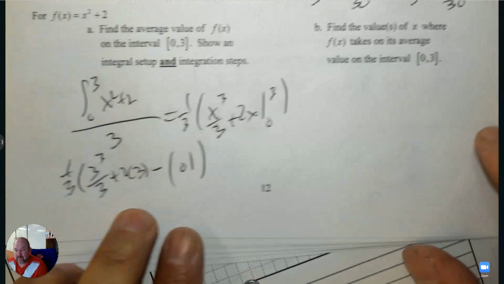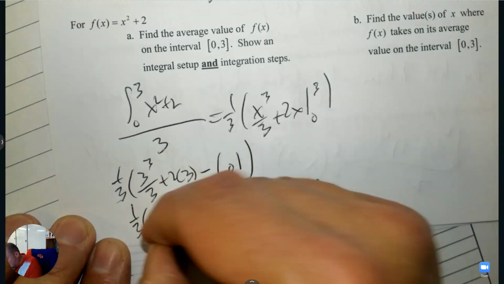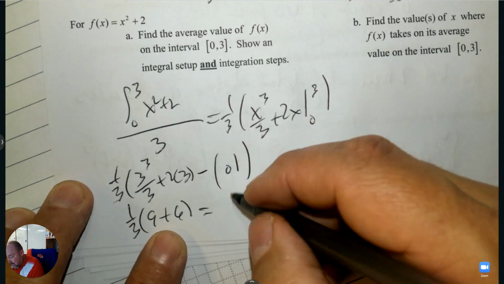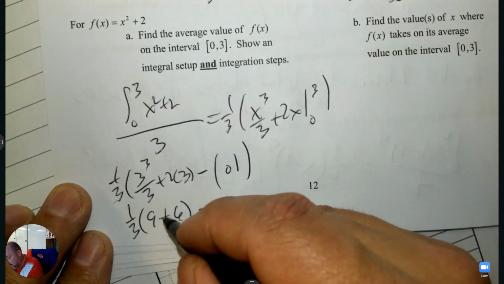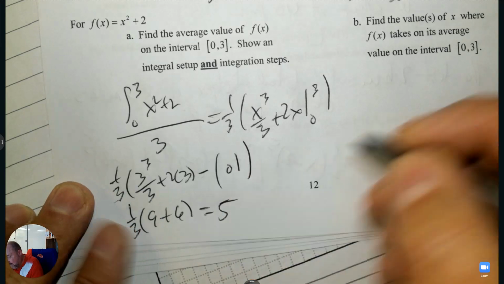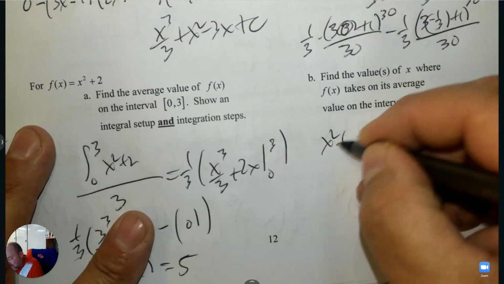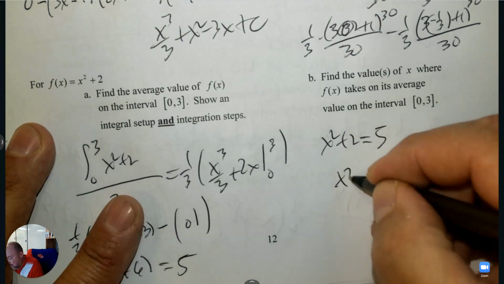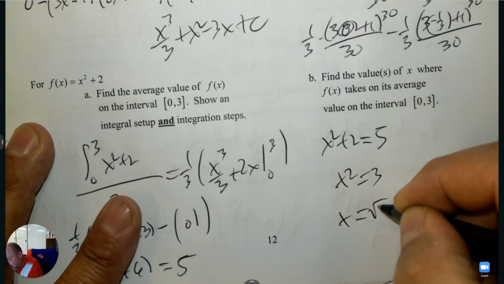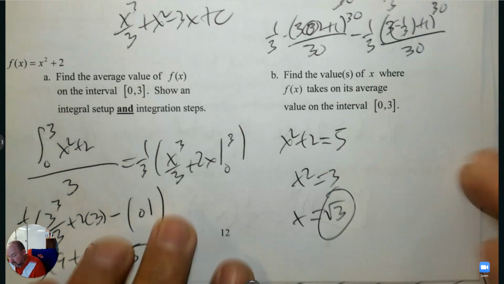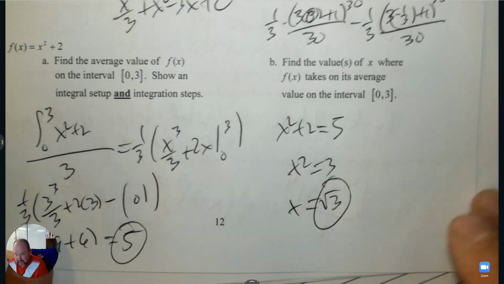Find the value it takes on. So I need the answer here. So it's 1/3. 27 divided by 3 is 9. 6. That's 3 plus 2. That's 5. So then I have x squared plus 2 equals 5. Subtract 2, and the answer is square root of 3. It could be positive or negative, but from 0 to 3 it would be only positive. So at root 3, the average value is found at 5.